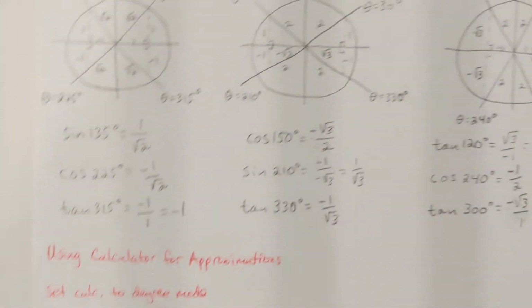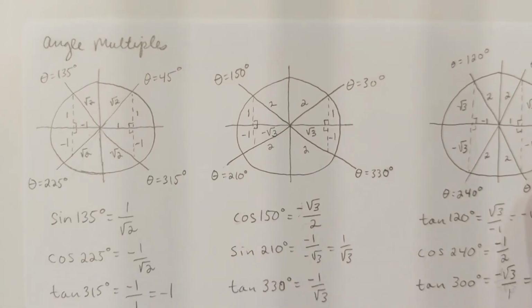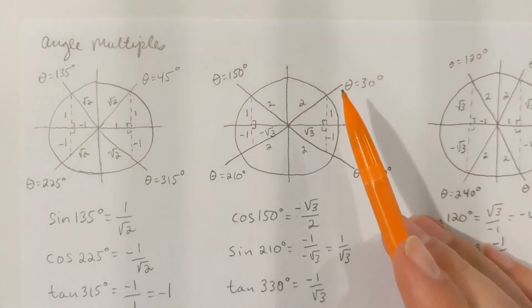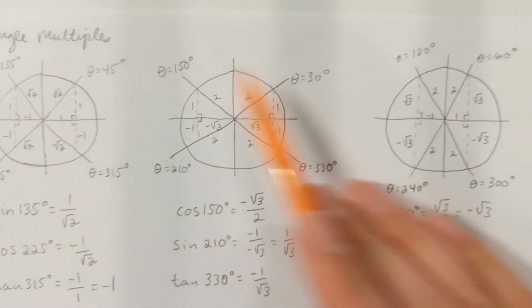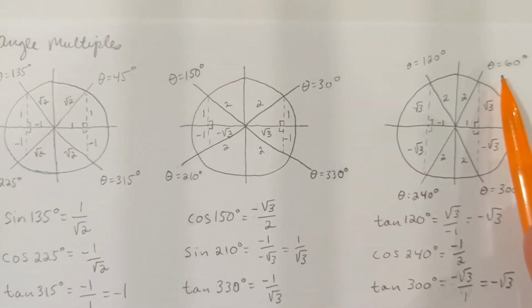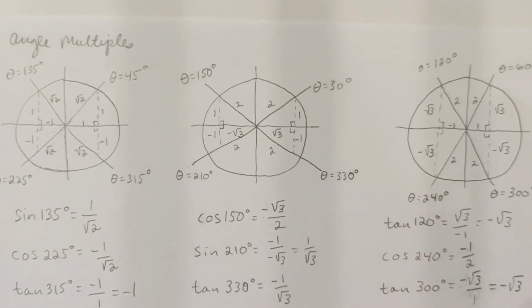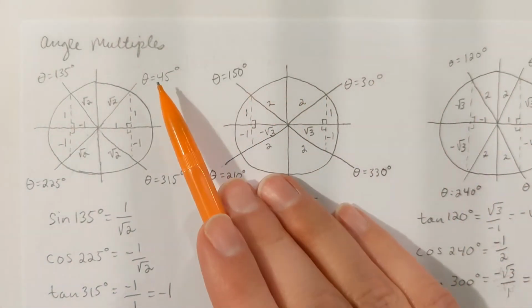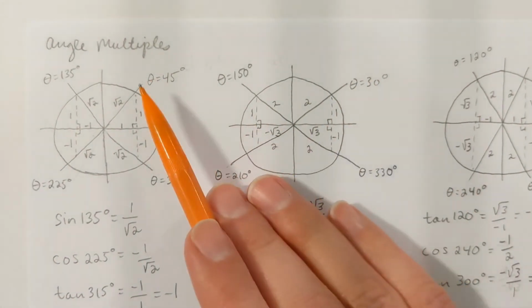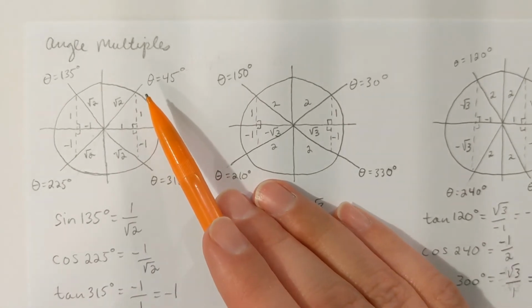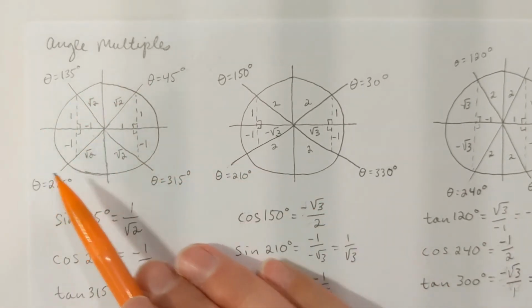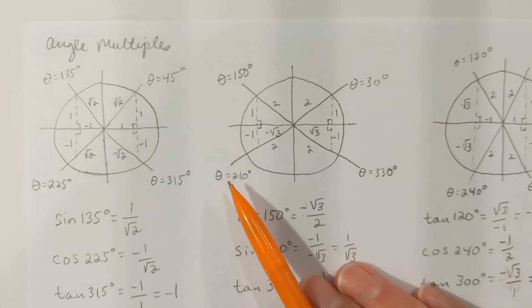The next thing is I want us to look at angle multiples. Okay, so 30 degrees, 45 degrees, and 60 degrees, those are common angles that are going to come up all over the place. Same thing with multiples of these angles. Okay, so what I mean by multiples is like increments of 90 degrees beyond that, okay?